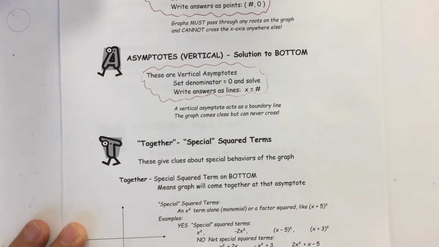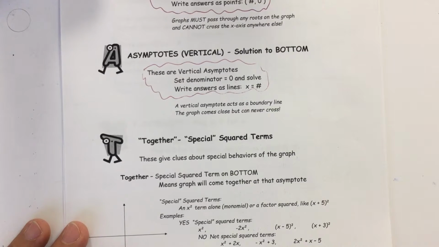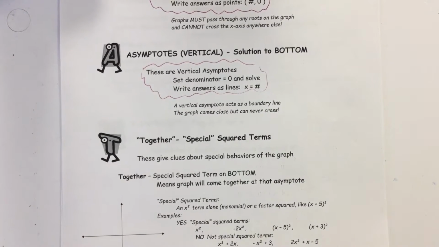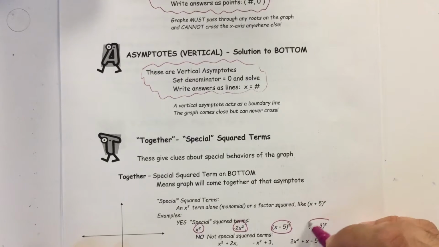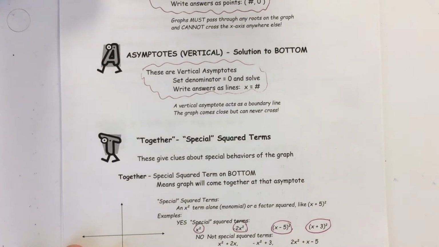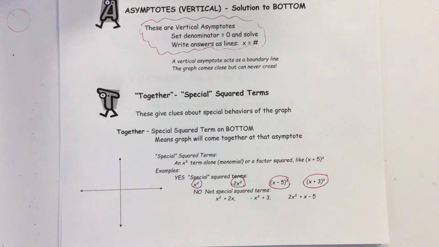So what does that mean? If you have x squared, they will hug the asymptote, okay? It has to look like this on the bottom: x squared, negative 2x squared, (x minus 5) squared, (x plus 3) squared. If you see something like that on the bottom of a fraction, they hug the asymptote.